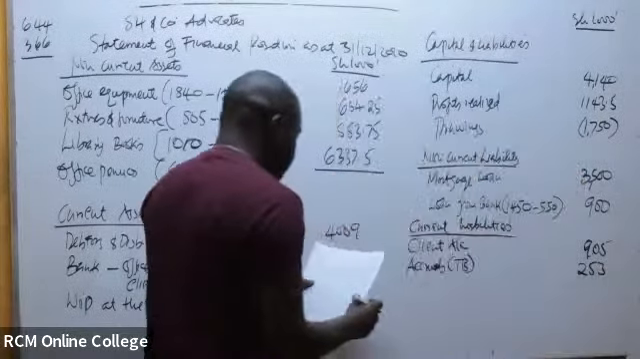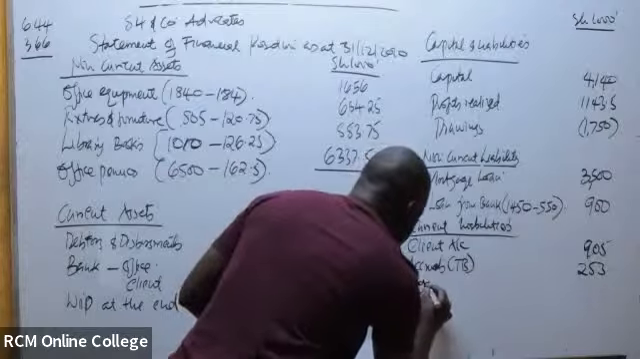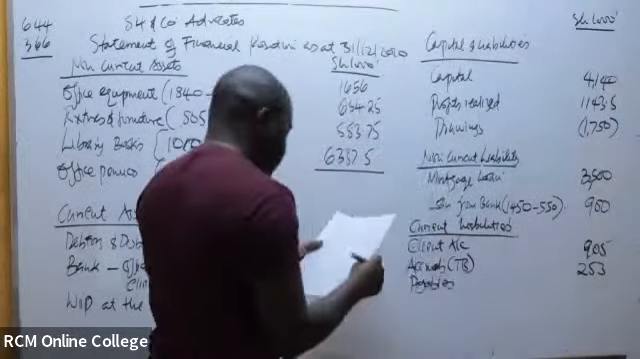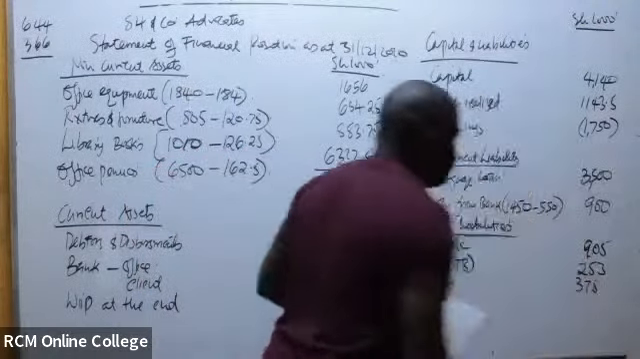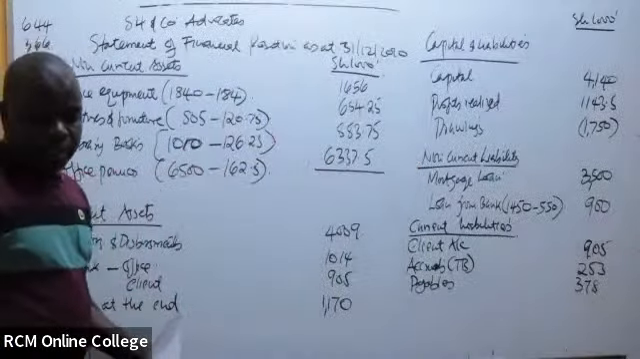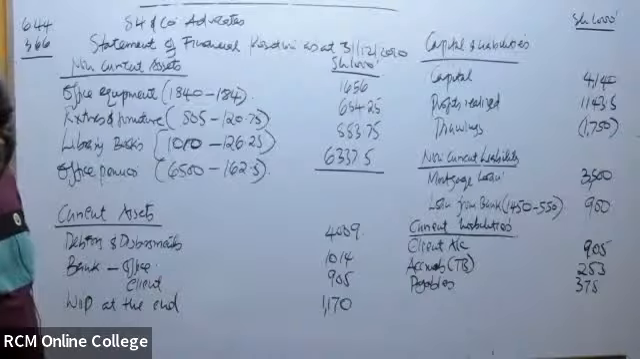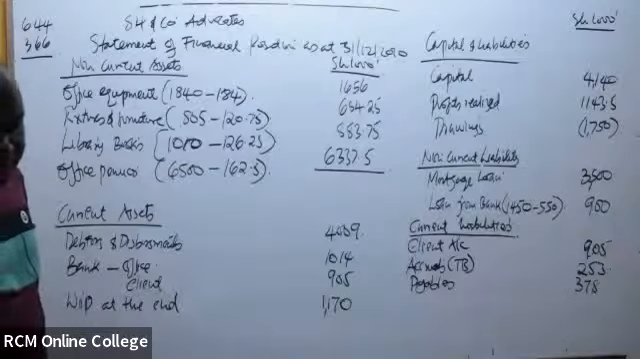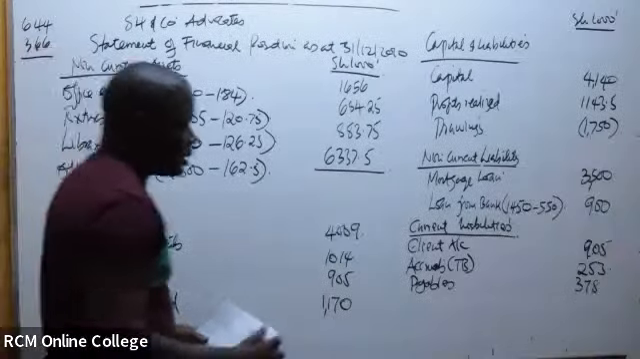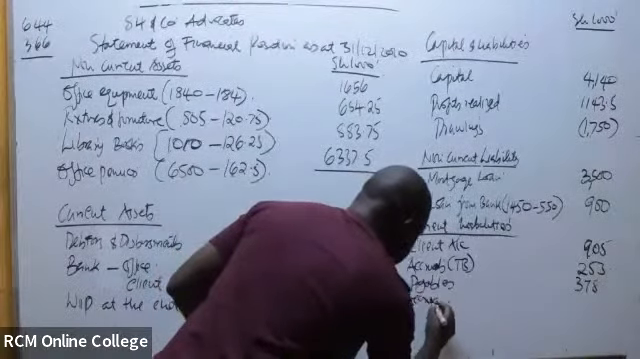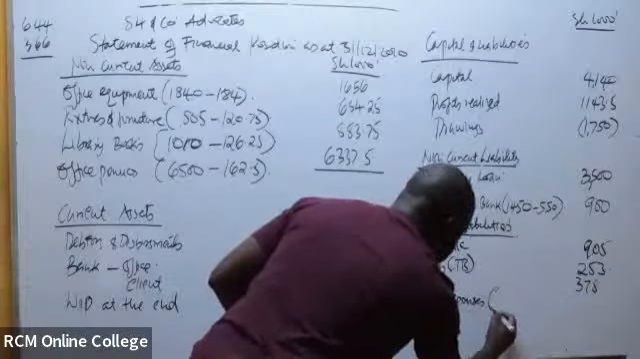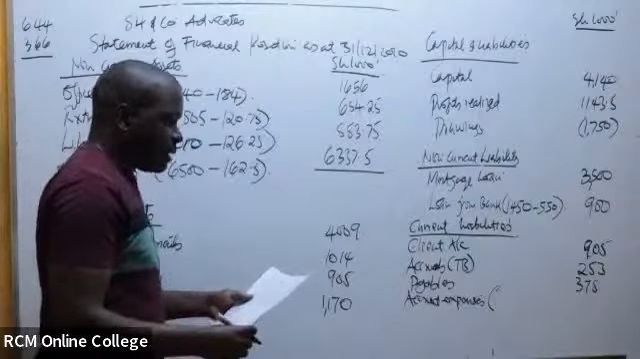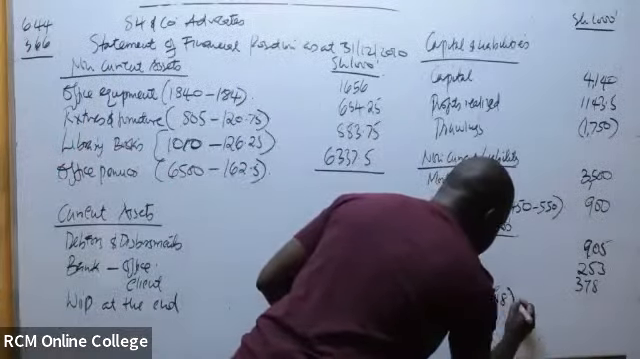Then still in the trial balance, there are payables. If you look at the trial balance, you'll see payables, a figure of 378. Then in this case, you have accrued expenses. This one is as per note number 8. So you have to add all of them as per note number 8.